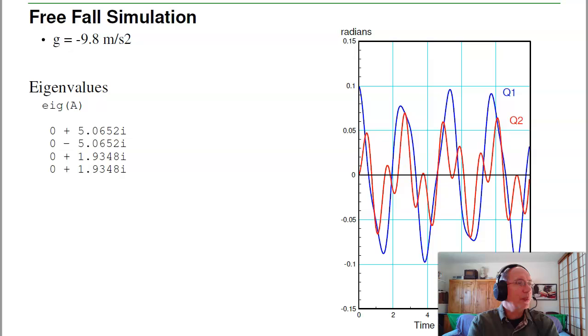If you let it run, then what happens is it'll go down to the bottom and the two links will swing back and forth. That's what the time response looks like. Basically, you've got two different frequencies in here, the two eigenvalues.